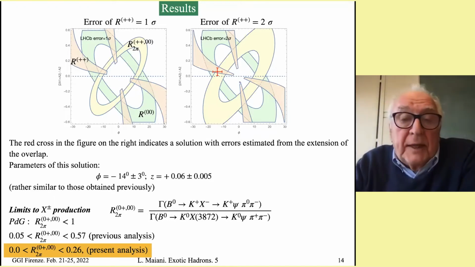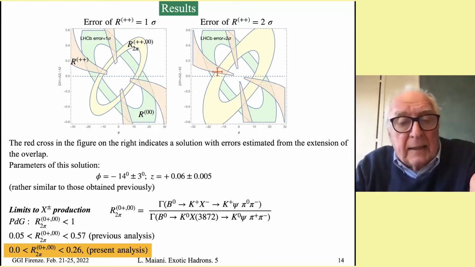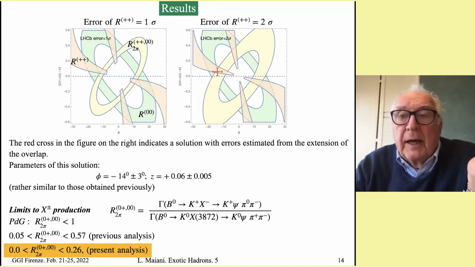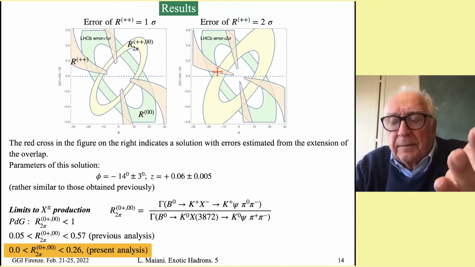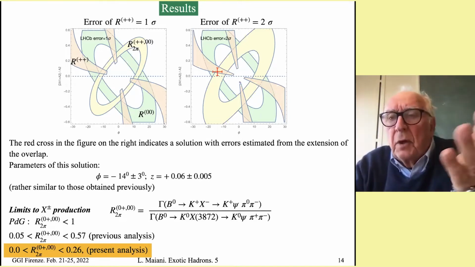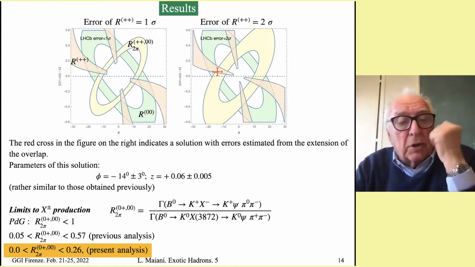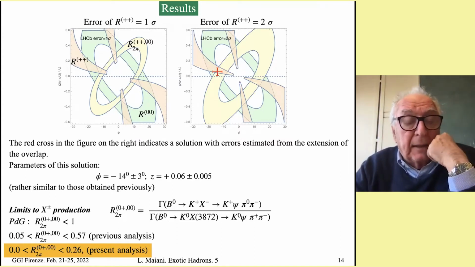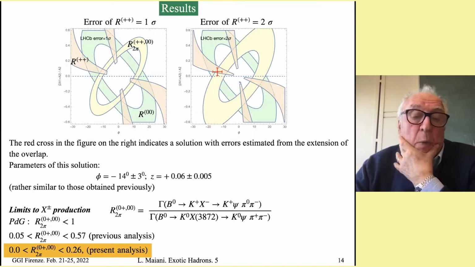And with these things all specified, the mixing angle and Z, you can compute directly what is the rate for B0 going into K plus X minus, which is the thing that we are interested in. And you see that with the present analysis and within the errors, this ratio must be less than 25%.